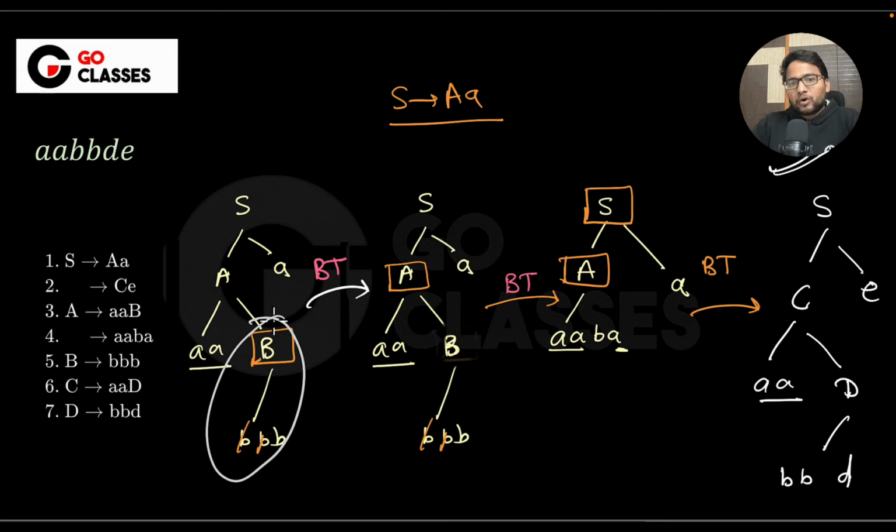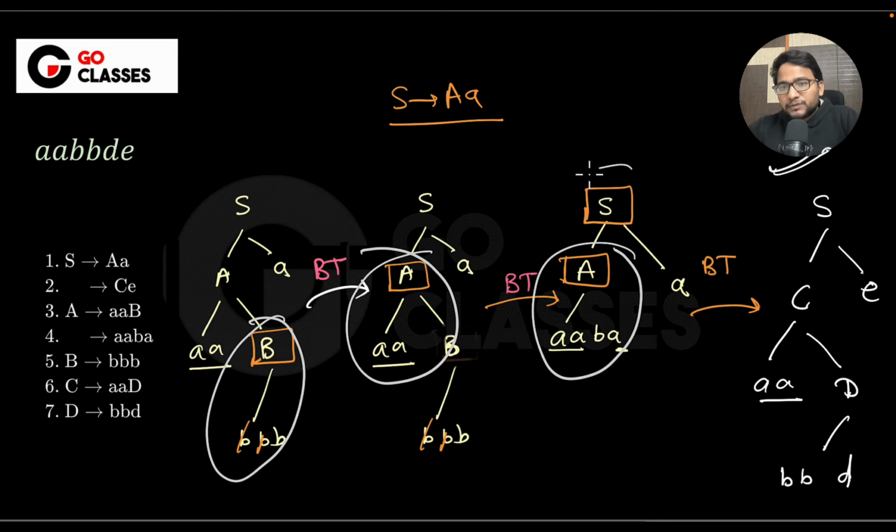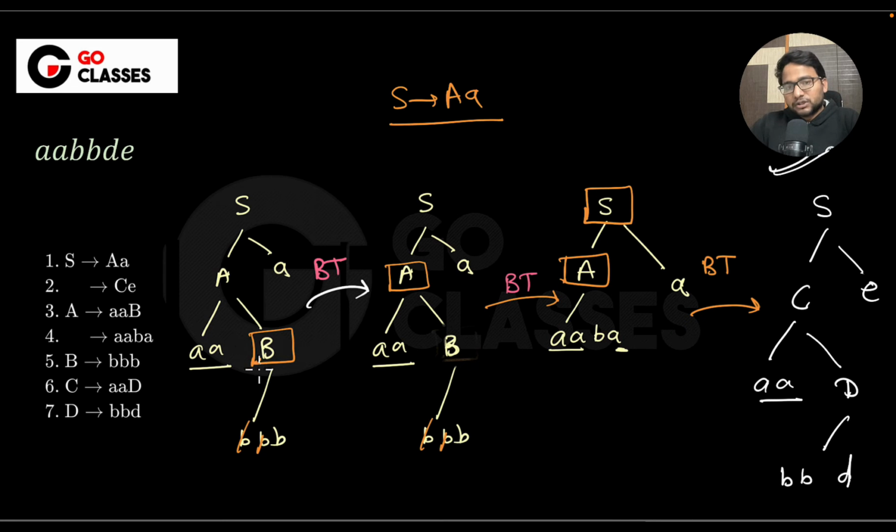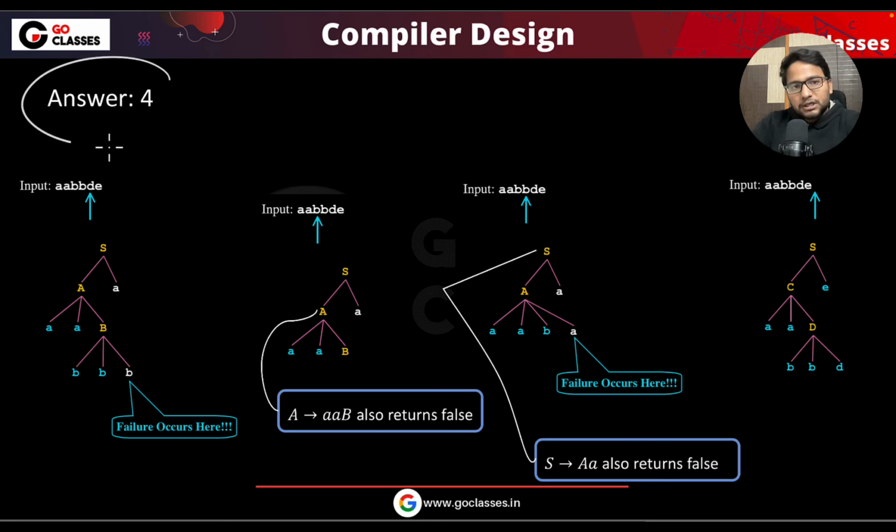This particular production got failed. This particular production got failed. This particular production got failed. This particular production got failed. So there are 4 productions, or you can count with the square mark, that there are four productions which got failed, right? So that's why the answer is 4. See, the answer is 4.